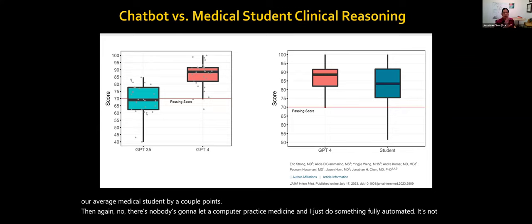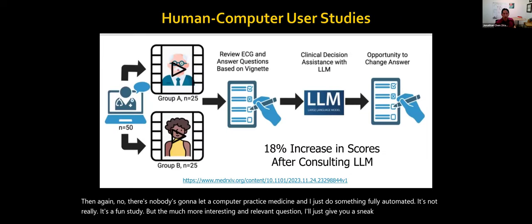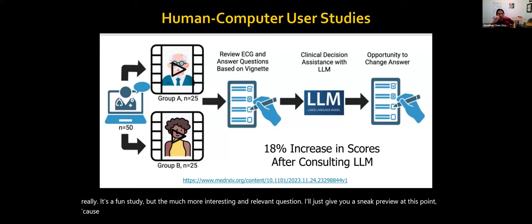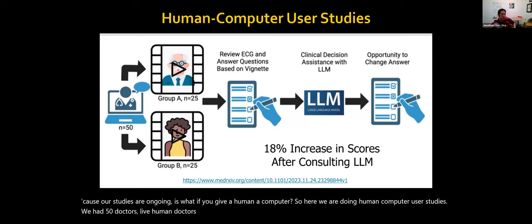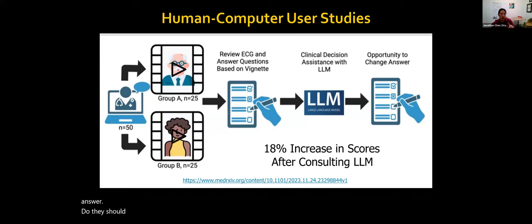It's a fun study, but the much more interesting and relevant question, and I'll just give you a sneak preview at this point because our studies are ongoing, is what if you give a human a computer? So here we are doing human-computer user studies. We had 50 live human doctors. We gave them some clinical vignettes, and we also tested them on a white male patient versus a black female patient. They both complain of chest pain, and we see if there's any variation in how people answer. Should you send them to the emergency room? What medication should you give them? What testing? The medical questions, right?